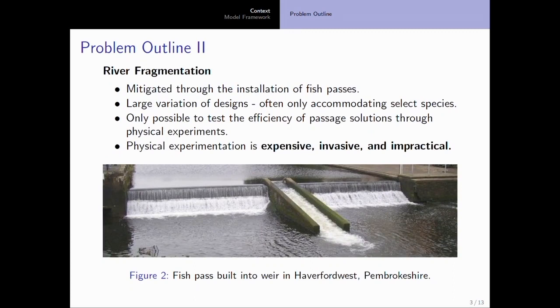And furthermore, when a new design is appreciated, the only real way of understanding the efficiency of the passage solution is through physical testing. And physical testing involves the capture of fish, the placing them at the bottom of set designs. And it's expensive, it's invasive, and it's very impractical for large scales of experiments because learned behavior of fish, etc., means that you can't actually use the fish multiple times.